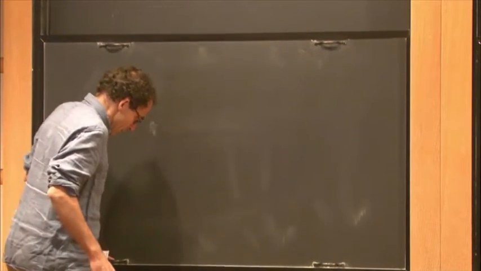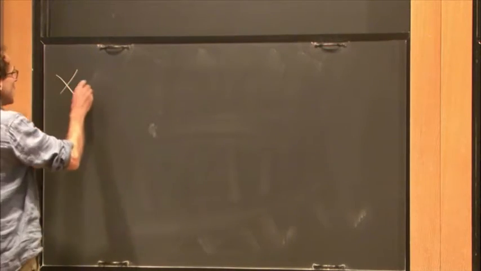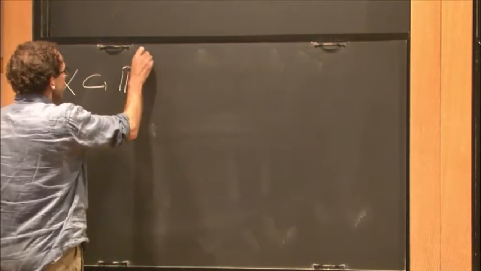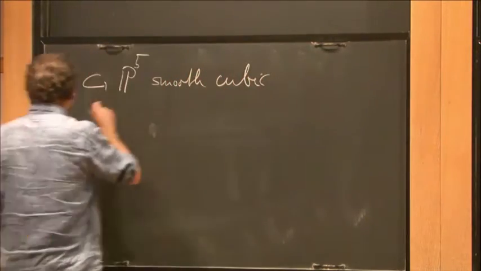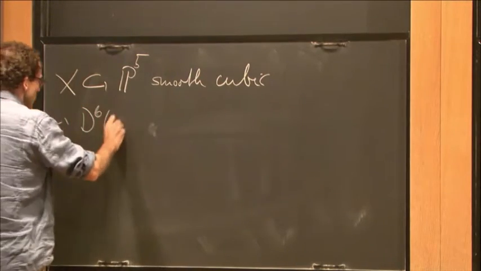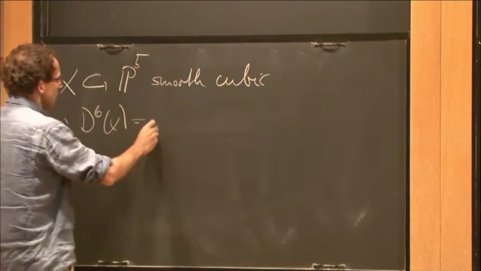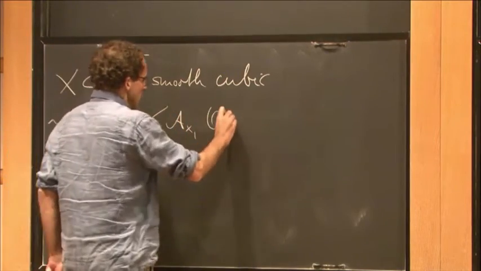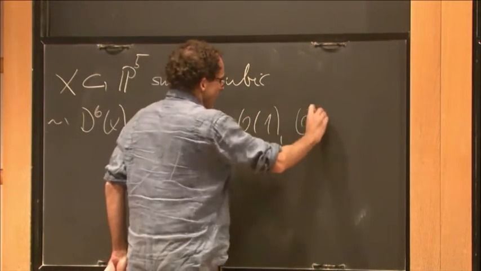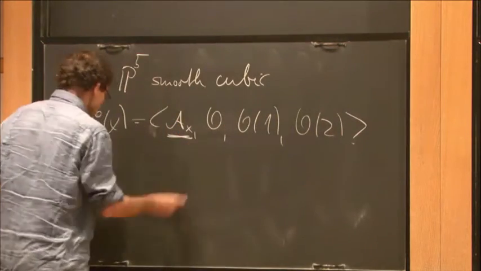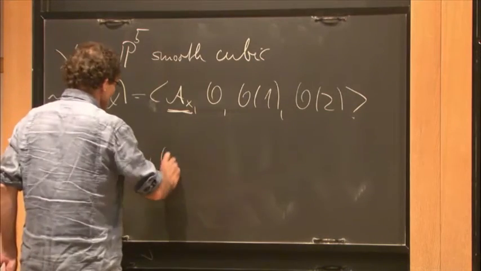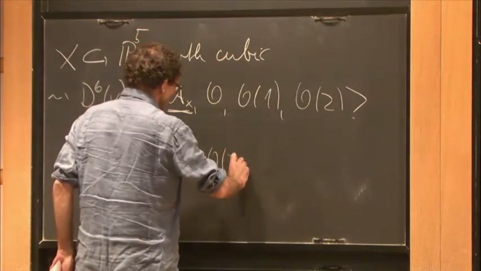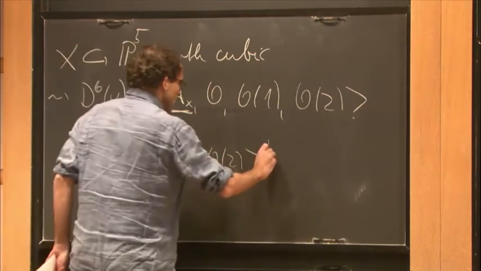So this will be a bit of the same as in Richard's talk. So I start with a smooth cubic, and then Richard introduced this semi-orthogonal decomposition of the derived category. So there was the bit that is of interest to us. So this AX, let me recall, was given as the right orthogonal complement of this exceptional collection.